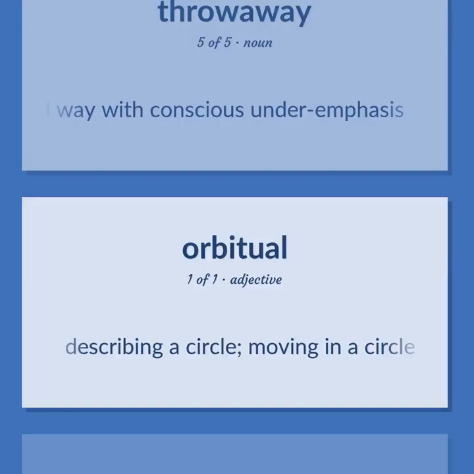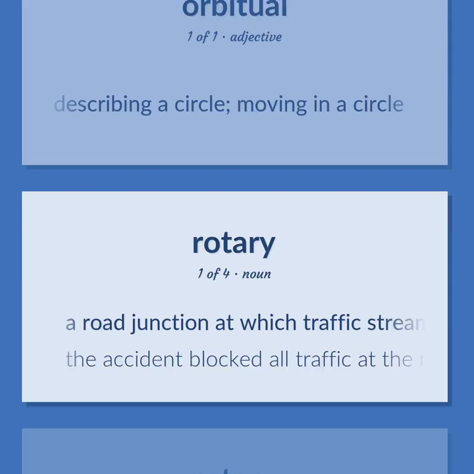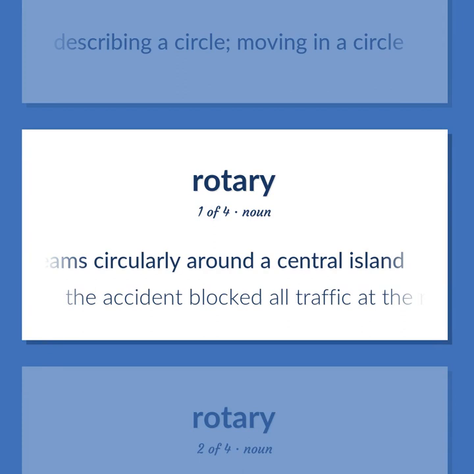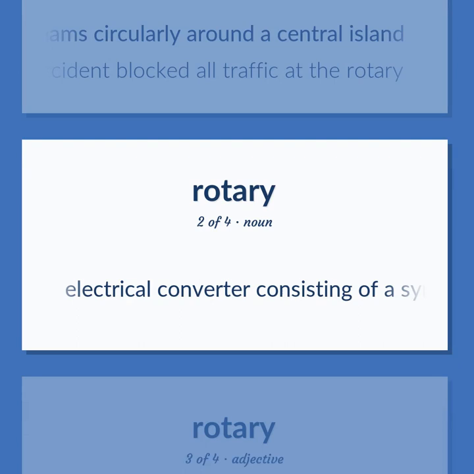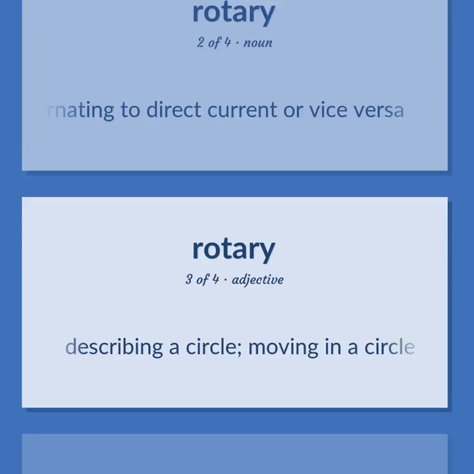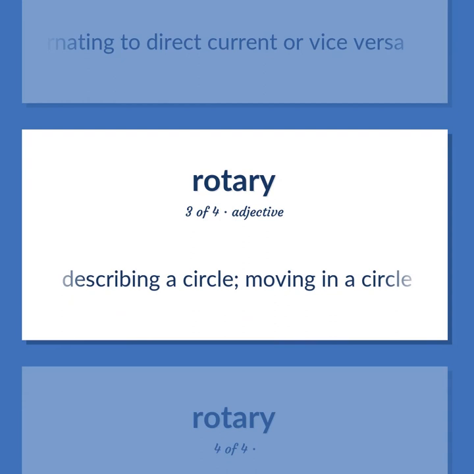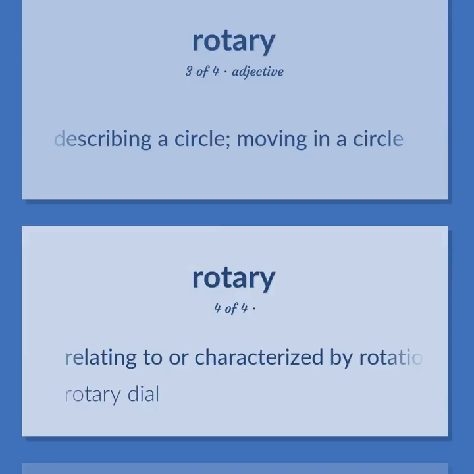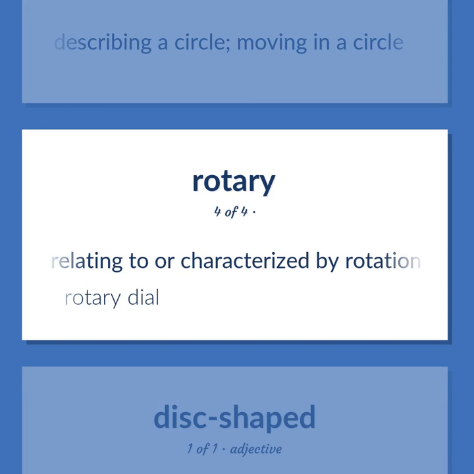Describing a circle. Moving in a circle. A road junction at which traffic streams circularly around a central island. The accident blocked all traffic at the rotary. Electrical converter consisting of a synchronous machine that converts alternating to direct current or vice versa. Describing a circle. Moving in a circle. Relating to or characterized by rotation. Rotary dial.